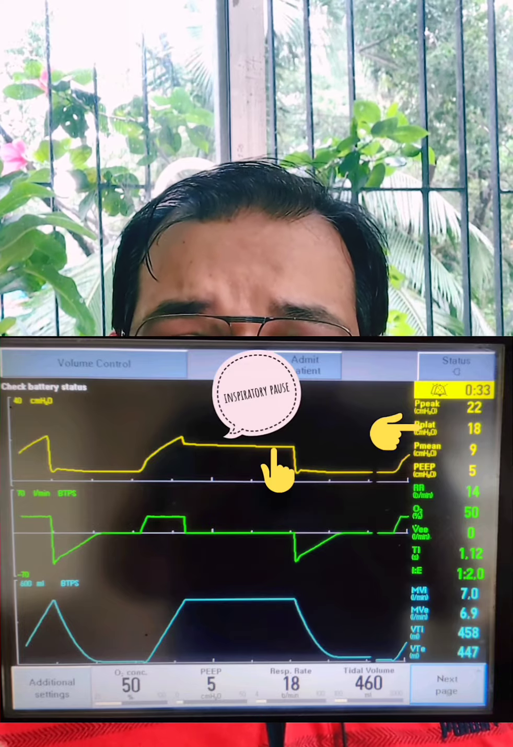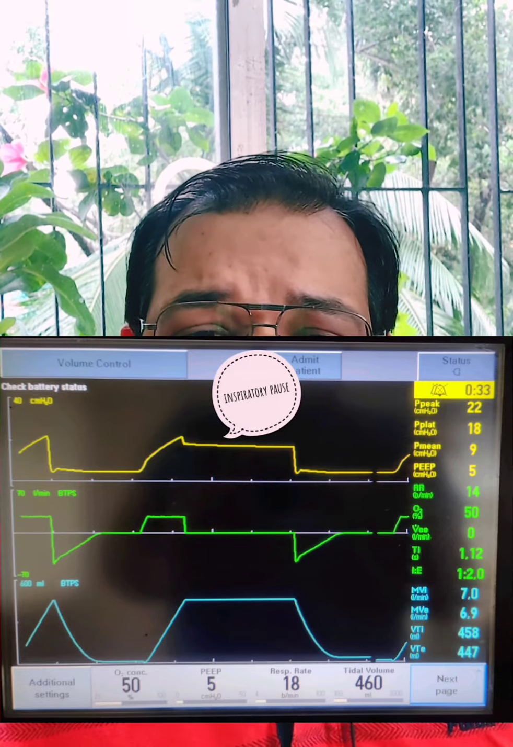So when you give an inspiratory pause, generally for 1 or 1.5 seconds, the peak pressure will suddenly come down to a level and it will steady at that level. This pressure is called plateau pressure or alveolar pressure. This pressure actually tells you about the elastic component of the pressure.